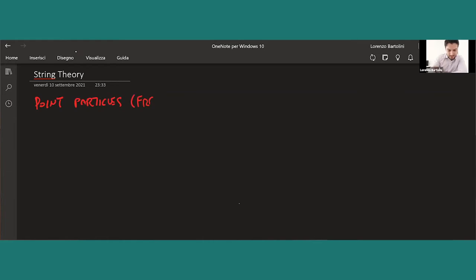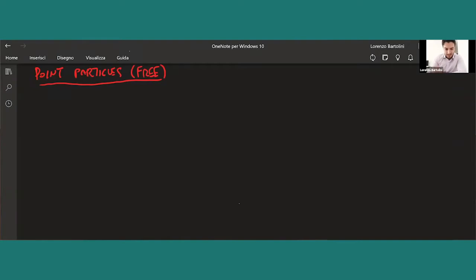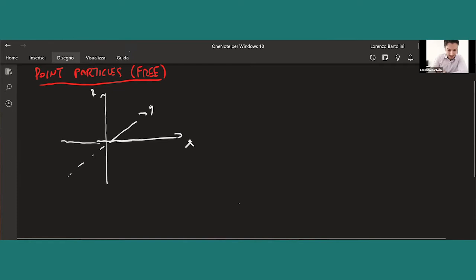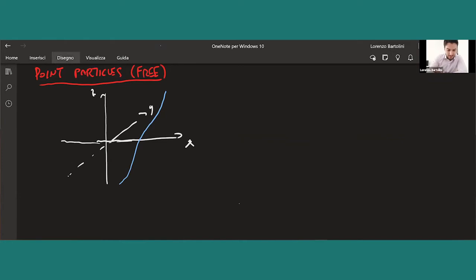Free point particles. And you want to build an action for these particles. So we know that in special relativity, you have your three-dimensional space and then time. And you can see this point particle as sweeping over time what is called the world line. Right? And this can be parametrized by some curve gamma of some parameter tau.